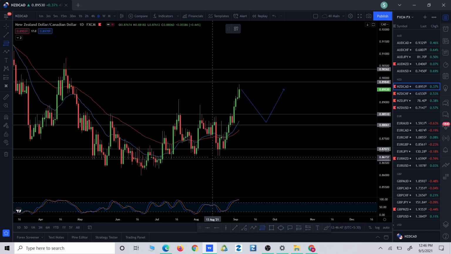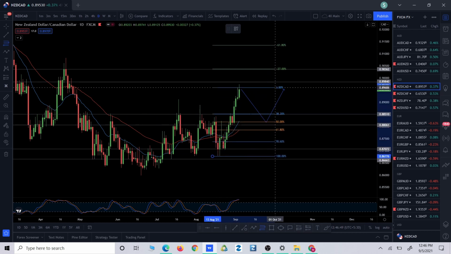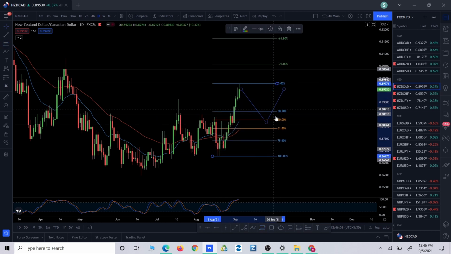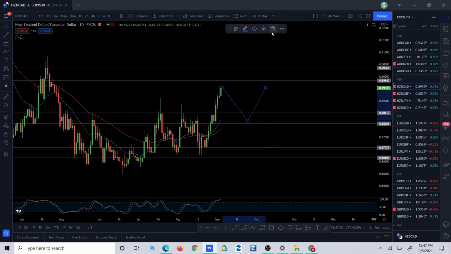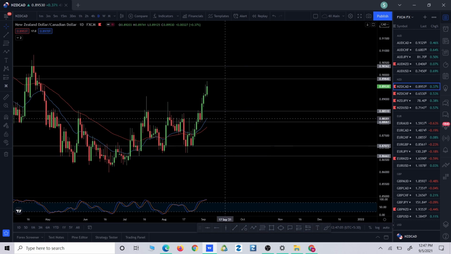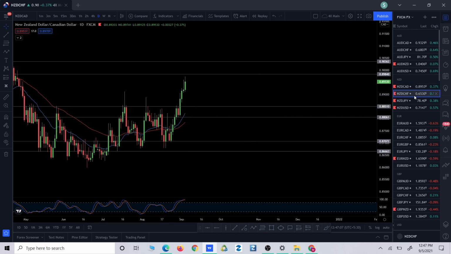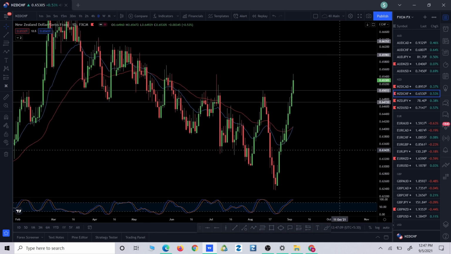If we try to check the Fibonacci retracement, we can also see that we have a retracement of more than 38.2% to look for a long opportunity in this market. So considering all these factors, we consider this zone as a high probability zone to look for a long opportunity in this market. Next, we are going to talk about New Zealand CHF.